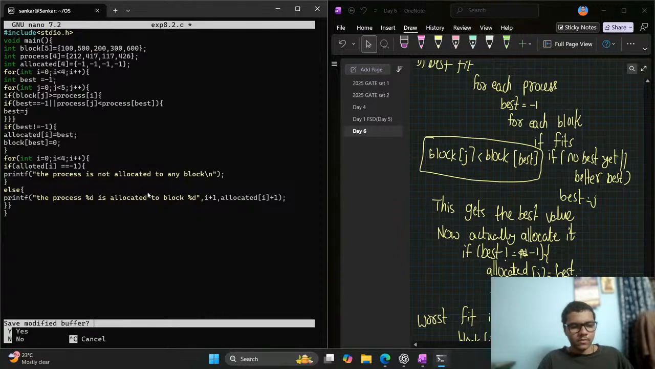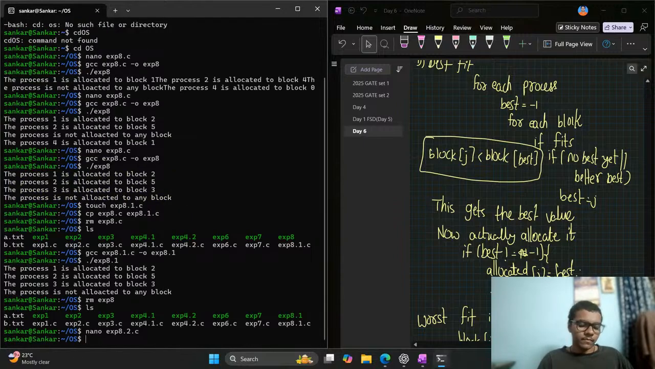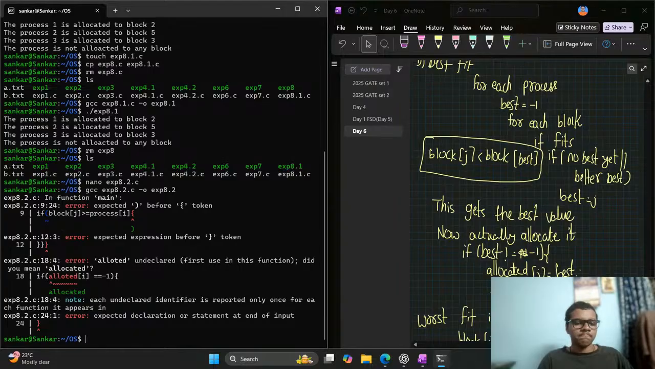Click Ctrl X. GCC experiment 8.2.c. The output is going to be stored at experiment 8.2. Okay, the if is not closed and alright. Allocated of allotted. There are exceptions. Okay.